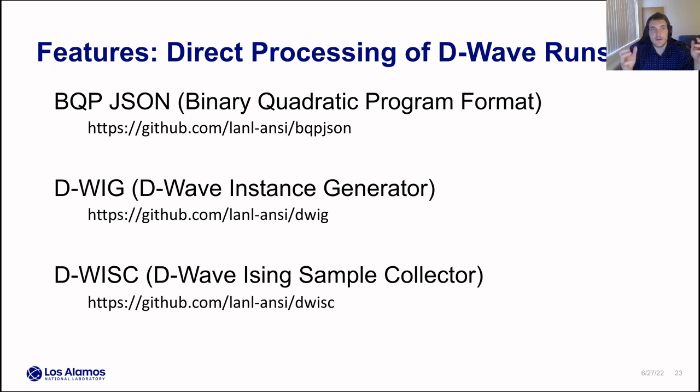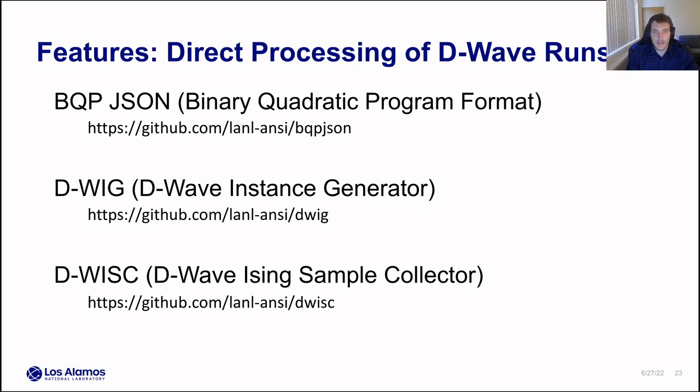We also have the ability to directly process D-Wave runs using some other tools which we've developed here at LANL. So we have this BQP JSON format, which represents the output from a D-Wave run and then stores it on your computer so that you can evaluate it later. And using this QuantumAnnealing.jl package, you can read in this format and directly display what you're actually getting from the D-Wave hardware.